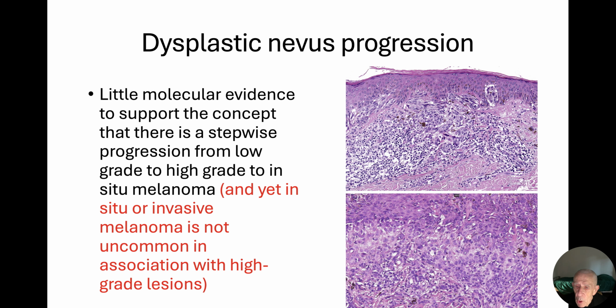As for progression, it used to be taught in my day that low-grade progressed to mild dysplasia, progressed to moderate dysplasia, progressed to severe, which progressed to in situ melanoma, and there's absolutely no evidence to support that concept. Having said that, I think it is important to recognize that melanoma may arise within a dysplastic nevus, particularly high grade, and you need to look carefully at high grade lesions.